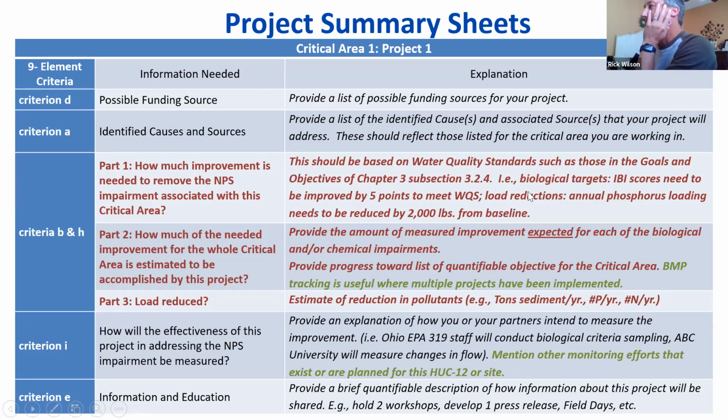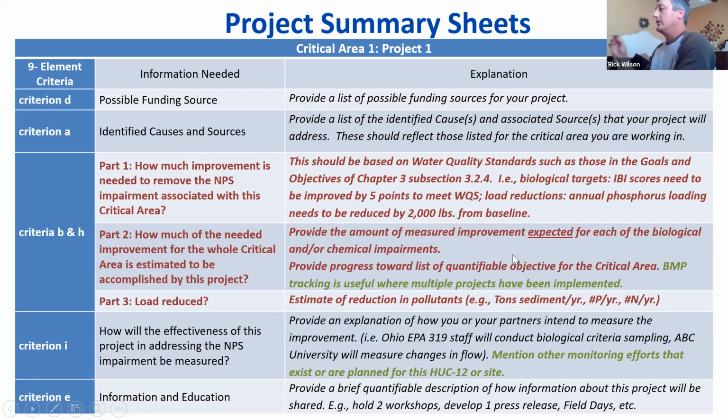How much improvement? This is how far away you are from your water quality goals and objectives. Your IBI score is 3 points too low or 5 points too low. Your annual phosphorus loading needs to be reduced by 2,000 pounds from the baseline. That's part one. Part two is how much of the needed improvement for the whole critical area will be accomplished. A lot of times, this is where we can bring in our objectives too.